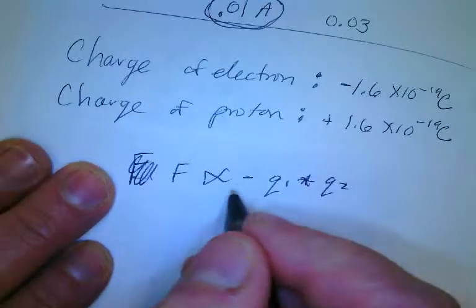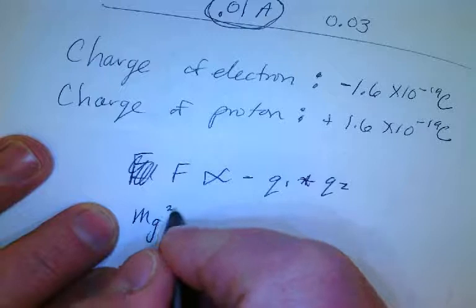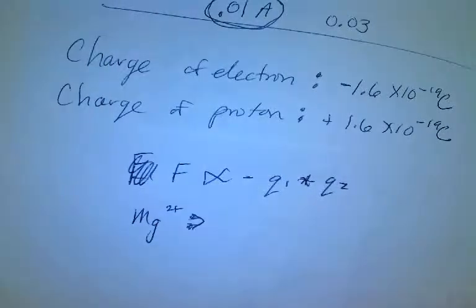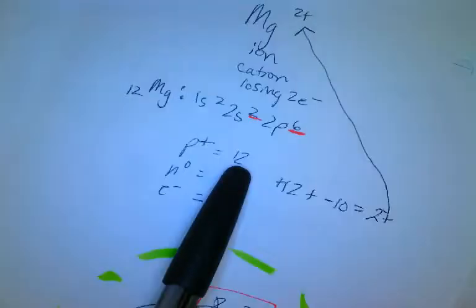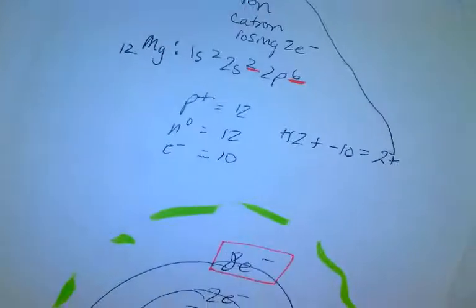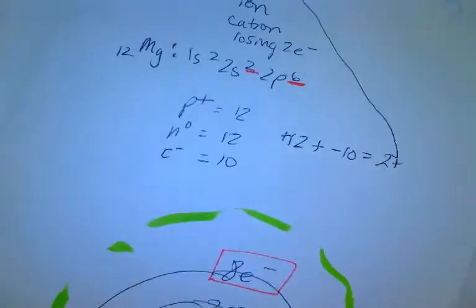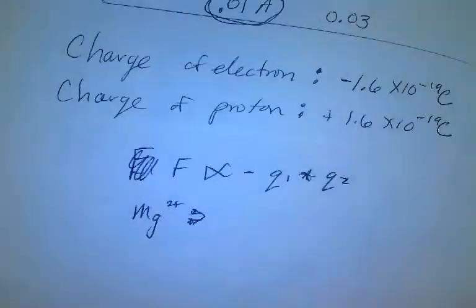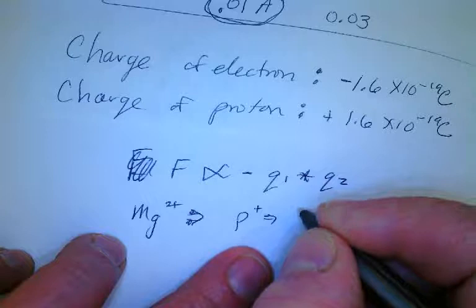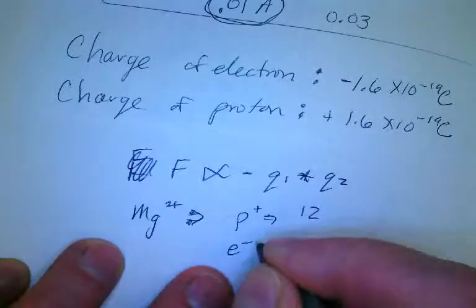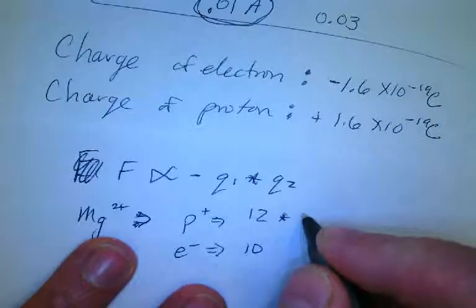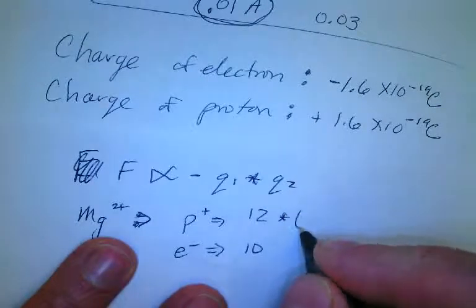If you look at magnesium, I wrote down specifically, if you go back and look in your notes, exactly how many protons I have and exactly how many electrons I have. I'm going to use those numbers in this problem. That's one of the reasons why I chose to write them down. So, protons, I have 12 protons and I have 10 electrons. I'm going to have to multiply that by the charge of an electron and the charge of a proton.